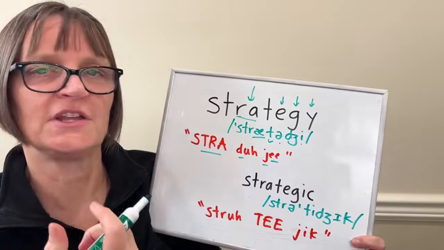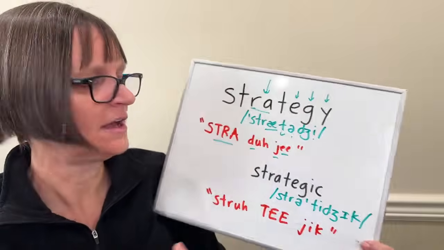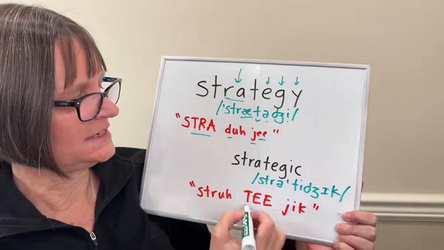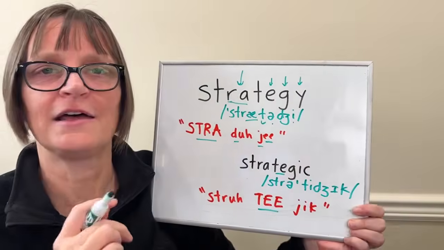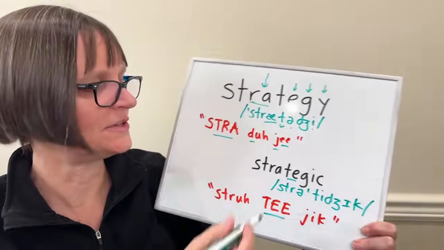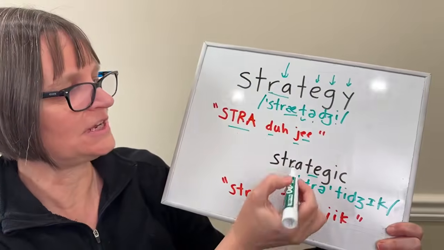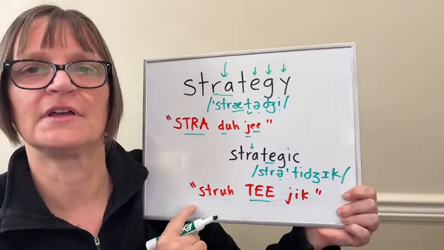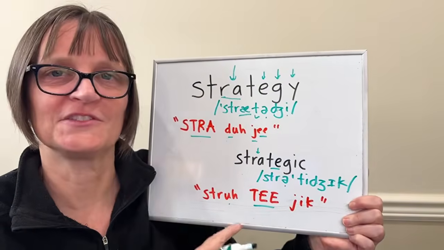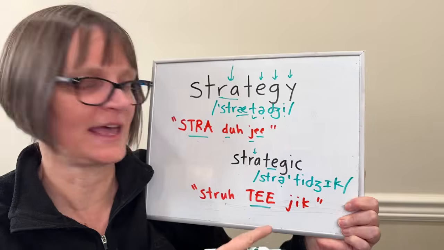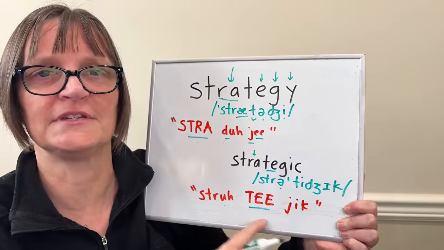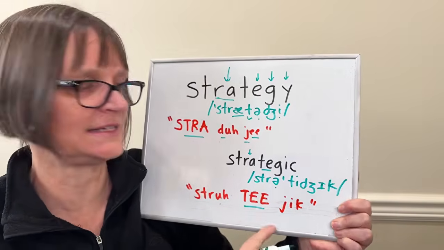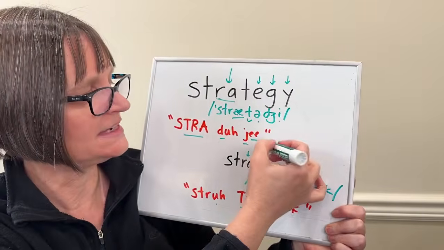But then when we change to "stra-TEE-gic," now my stress falls on the T syllable and the sounds completely change. Instead of an A like in "stra-gy," my letter A here is going to be a reduced schwa sound, "stra." That's because my first syllable is not stressed and I'm landing on my stressed syllable, "TEE." Again, the T also changes.